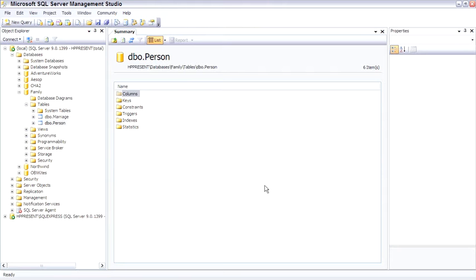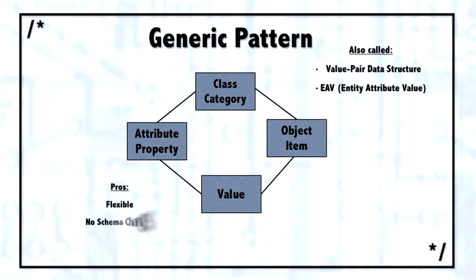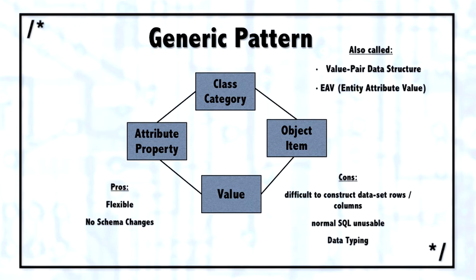The last pattern I want to mention, and I don't really recommend this pattern, but I see it often, is a pattern called the generic pattern. It's also called the value pairs pattern or the EAV, meaning entity attribute value pattern. The idea of the generic pattern is that there's only 4 tables.